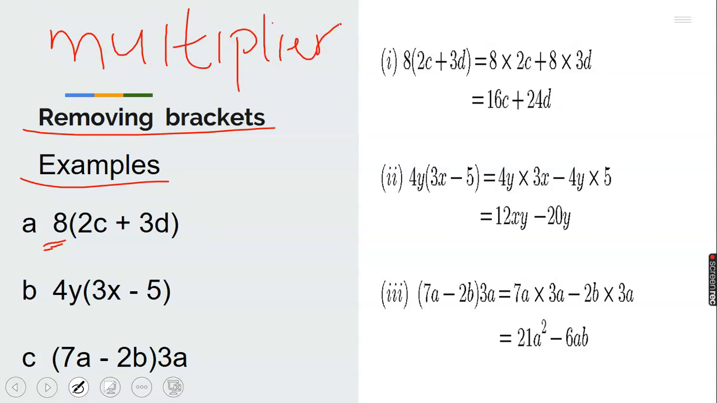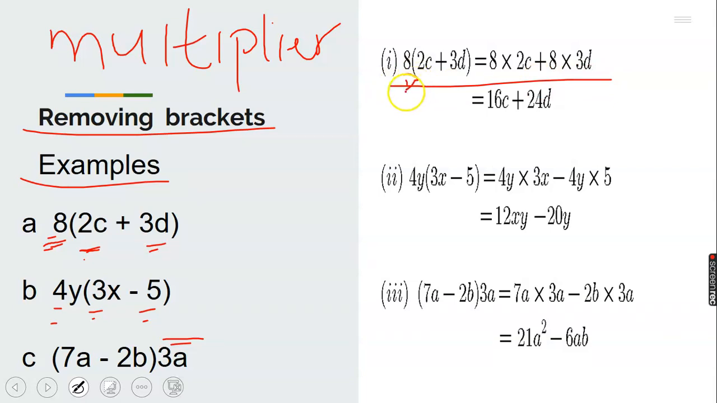That is, we use the value outside to multiply each term in the bracket. This one is 4y. We use it to multiply each term in the bracket. It doesn't matter where the multiplier is placed, it's still the same thing. It could also be placed here, it's still the same thing. Now, look at this example.